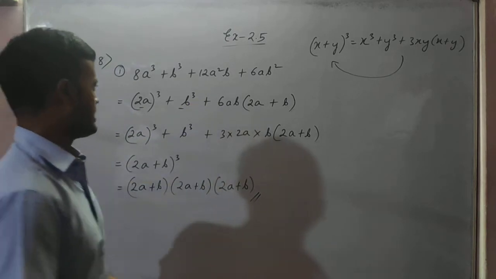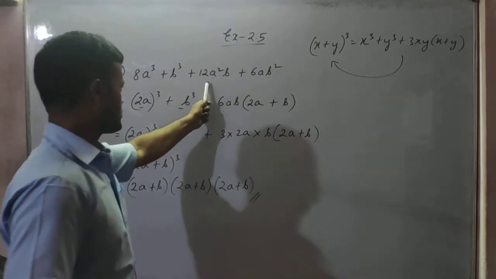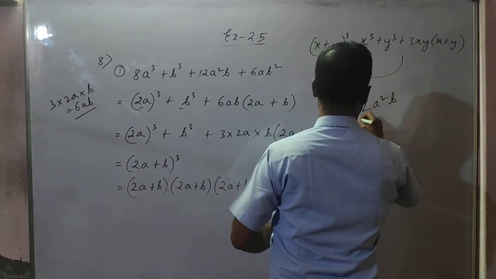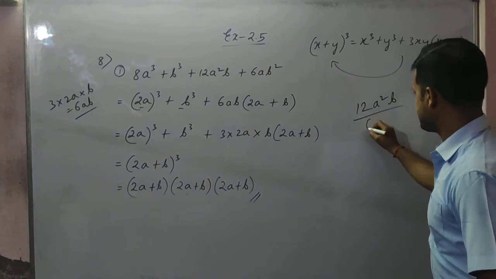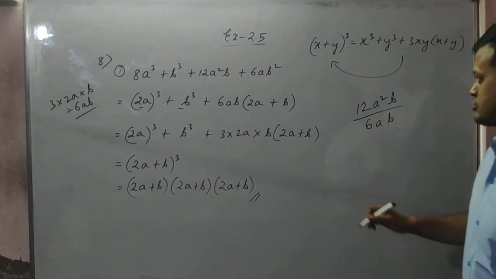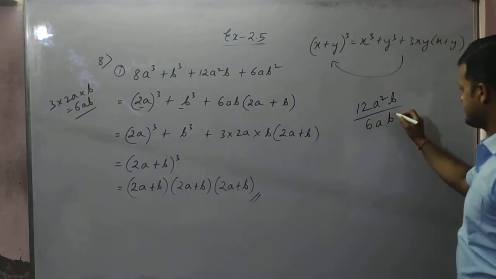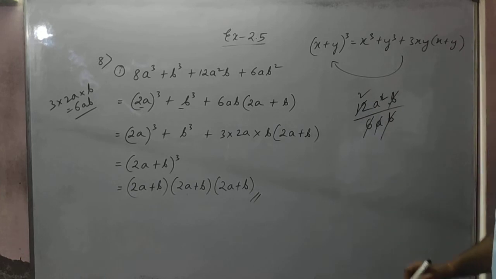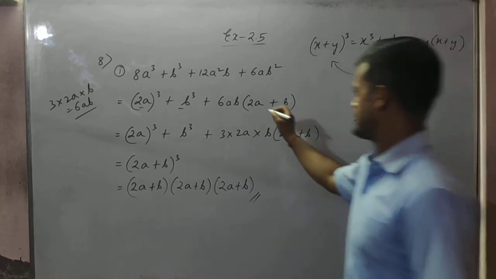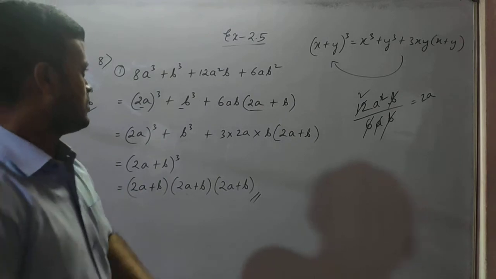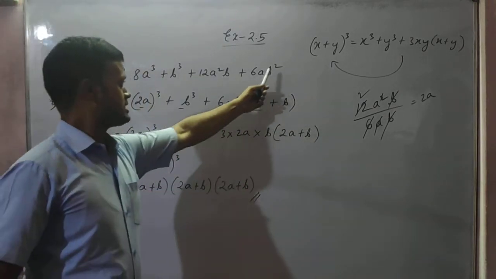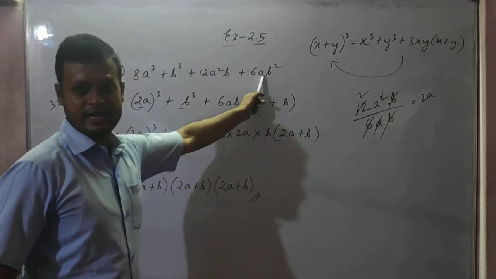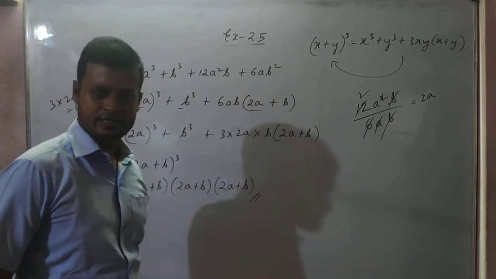From 12a square b, if I take 6ab common, then what will stay? 12a square b divided by 6ab: b and b cancel, a cancels, and 6 cancels 2 times. So what will remain? 2a. Understood? From 6ab square, if I take 6ab common, 6 is common, a is also common. 2 b's are there, 1 b I have taken common, so 1 b will stay.